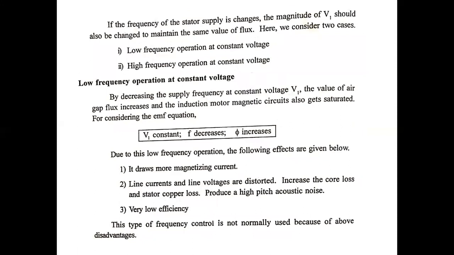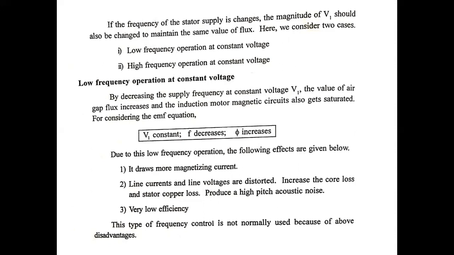Now, how can we control the induction motor? In two ways we can operate by regulating the frequency. One is low frequency operation and the other is high frequency operation, as described here. This categorization is based on the base frequency, which is called the rated frequency of the supply. As we know, the rated frequency is 50 Hz. Below 50 Hz is low frequency operation, and above the rated frequency is high frequency operation. In both cases, the voltage is assumed constant. So let us first go to low frequency operation at constant voltage.